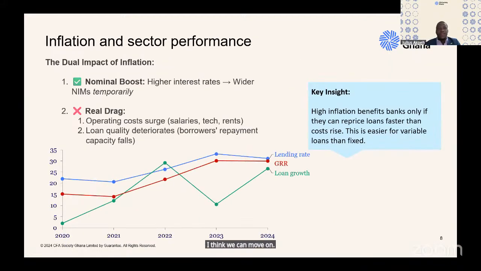Now let's talk about inflation. Inflation tends to have a dual impact.